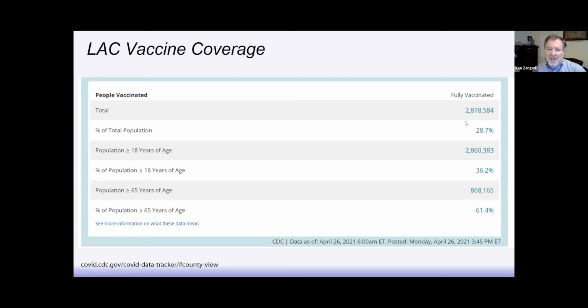So over here is the fully vaccinated. Now that means 2 doses for Pfizer and Moderna and 1 dose for J&J a couple weeks after. And it's fortunately broken up by age, which is nice. And what I always look at is the proportion of the population over 18, the adults. And in LA County, it's 36% fully vaccinated. And in our seniors, it's about 61%.